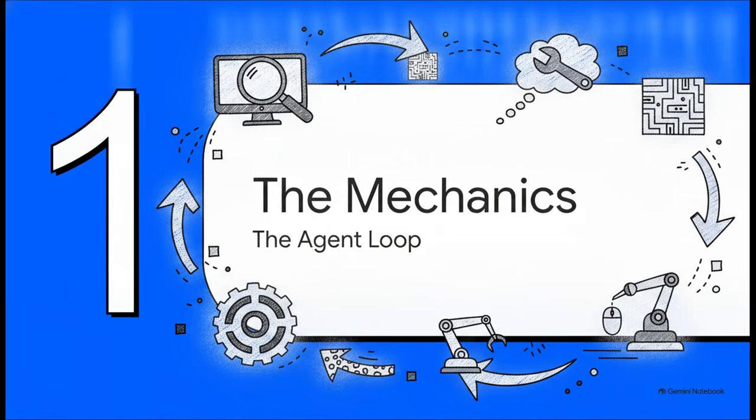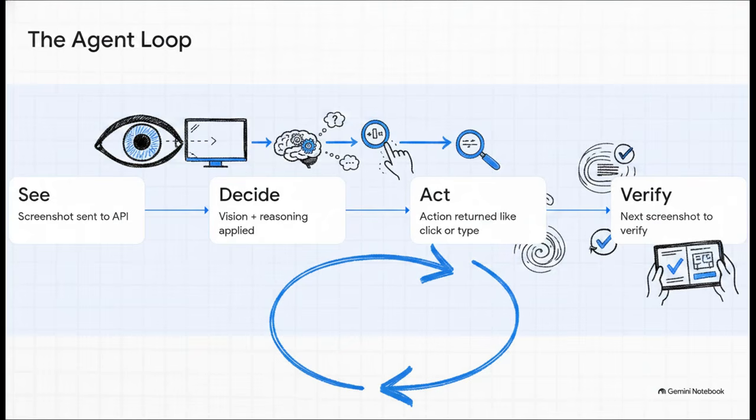So let's look at the mechanics, specifically the agent loop. This operates in a continuous 4-step cycle under the hood. First, it sees. A screenshot of your desktop is sent to the API. Second, it decides, using vision and reasoning to figure out its next move. Third, it acts, returning a command like clicking specific coordinates. And fourth, it verifies by taking a new screenshot to check the outcome. And it just loops this process over and over until the task is done.